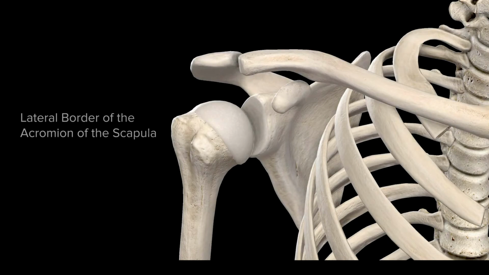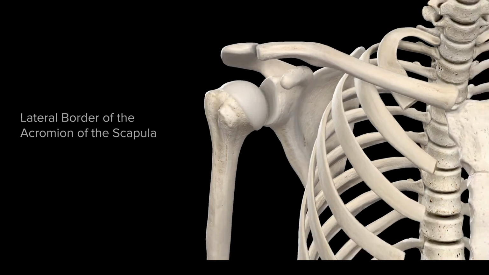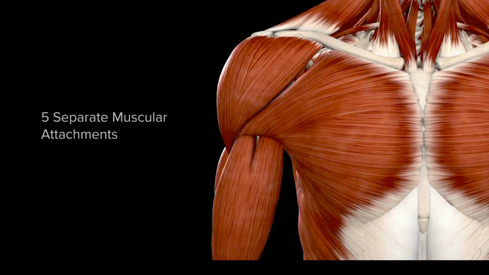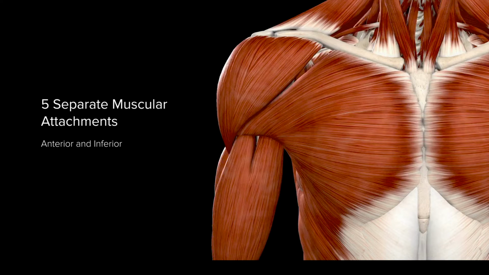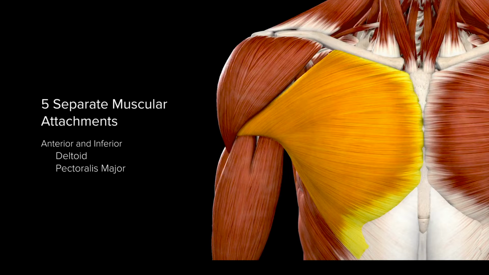The distal end of the clavicle, or the start of the AC joint, sits approximately 2 cm to 3 cm medially from the lateral border of the acromion. The clavicle is home for 5 separate muscular attachments. Anterior and inferior, both the deltoid and pectoralis major attach to the clavicle at separate sites.